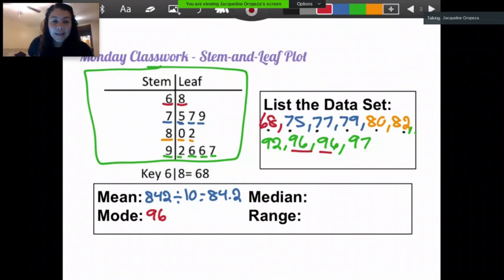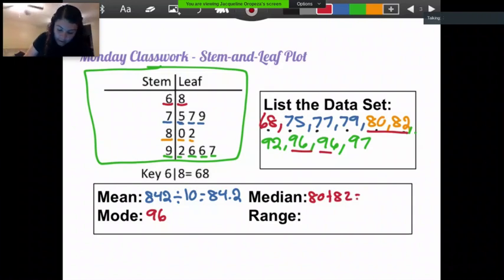My median is my middle number. I have 10 numbers, so that means I'm going to have 2 middle numbers. My 2 middle numbers, if I look here, are 80 and 82. So I would have to add 80 and 82, and I get 162, and I must divide by 2 to get my median. And my median would be 81.